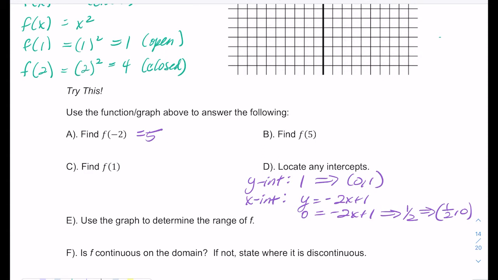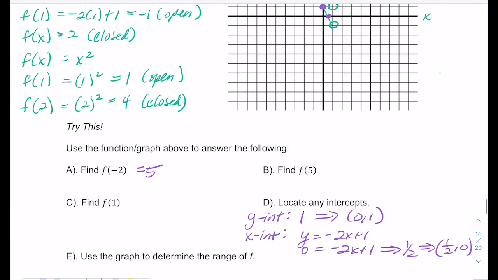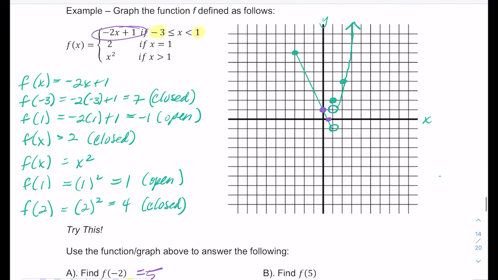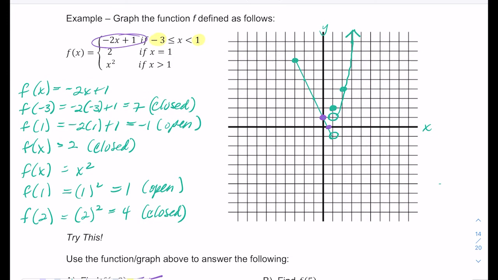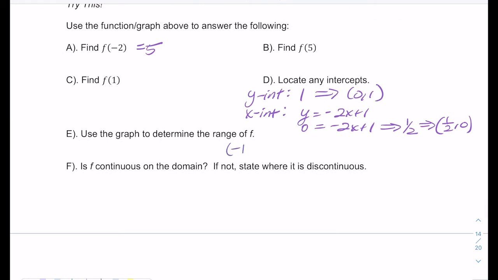Next talks about the range. So remember, range is referring to the y values. If I look at my graph, the lowest y value is negative 1. But then the arrow means it continues on forever on the parabola. So my range would go from negative 1, not including it, remember it's an open interval, all the way to positive infinity.